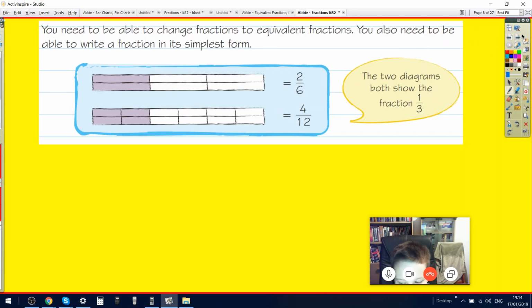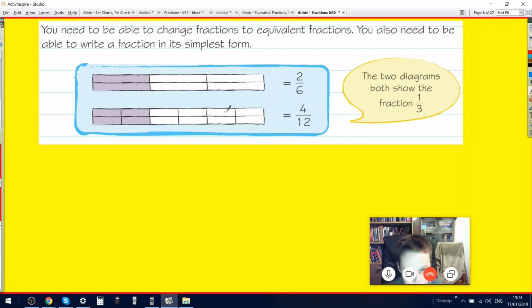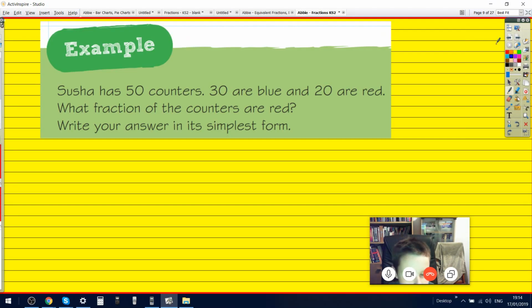So equivalent fractions we've done a little bit before. This is just a different way of colouring it in. So there you've got 2 out of 6. And it's the exact same bit below it, except they divided it up. They cut it in half again, and so it became 4 out of 12. So they doubled both numbers. Okay. It was the same thing.